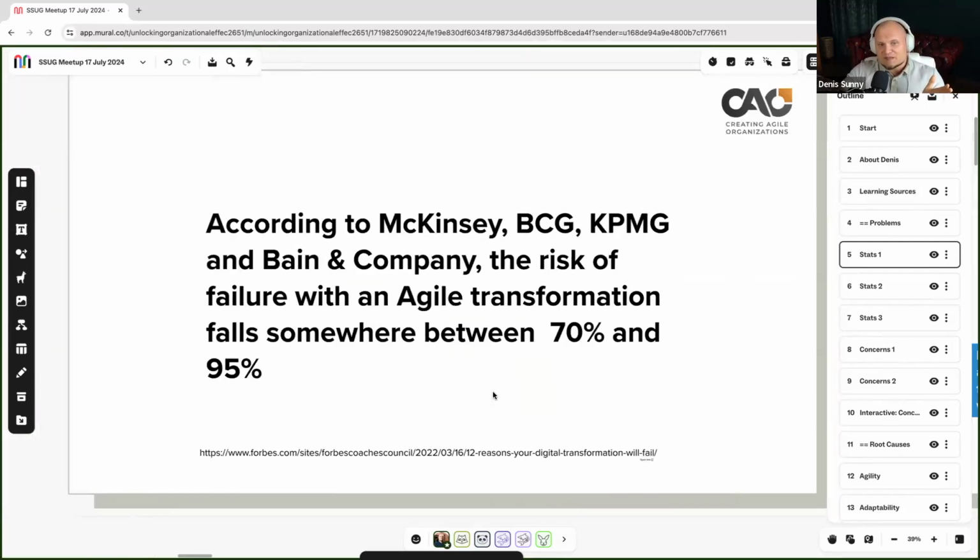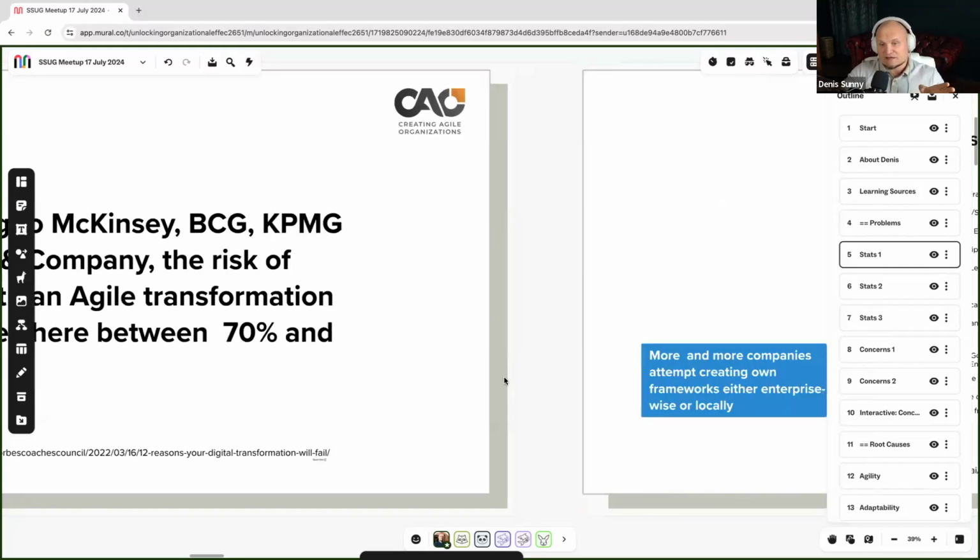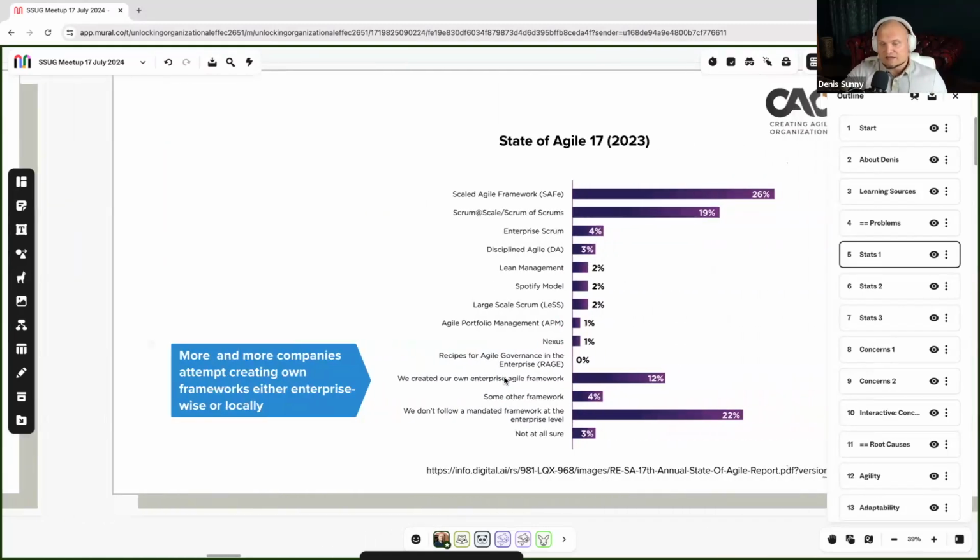Next, speaking about these big names of consulting companies, McKinsey, BCG, etc., they believe that from 70 to 95% of agile transformations fail. I believe that probably closer to 100, but I'm not that big a name to evaluate. Okay, so anyways, this is the reality of nowadays.